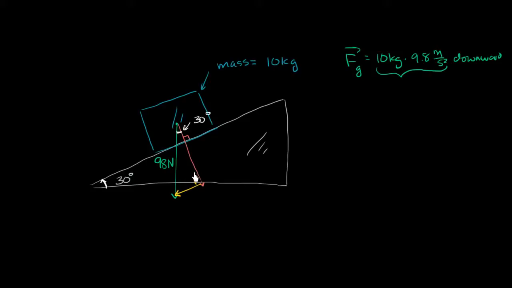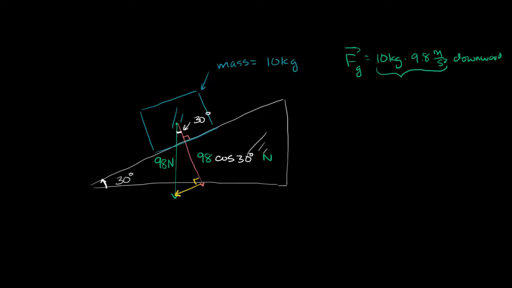This orange vector's magnitude over the hypotenuse is going to be equal to the cosine of 30. Or you could say that the magnitude over this is 98 times the cosine of 30 degrees newtons. And if you want the whole vector, it's in this direction, in the direction going into the surface of the plane.